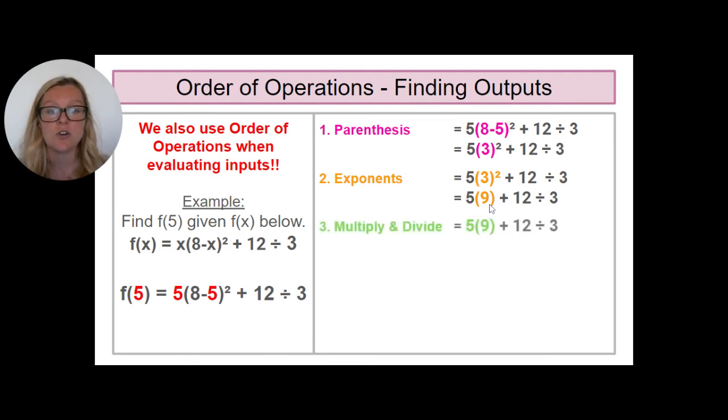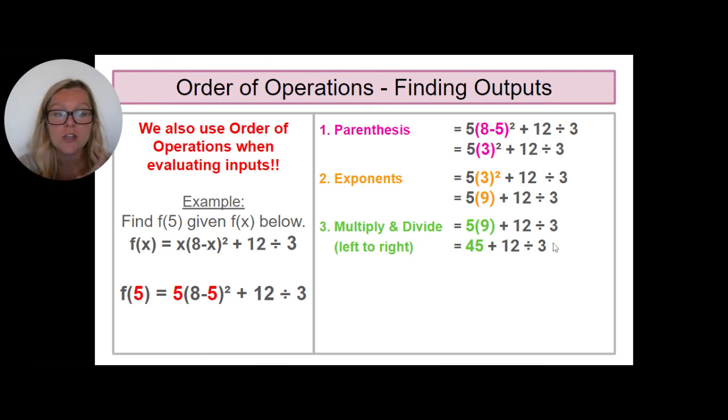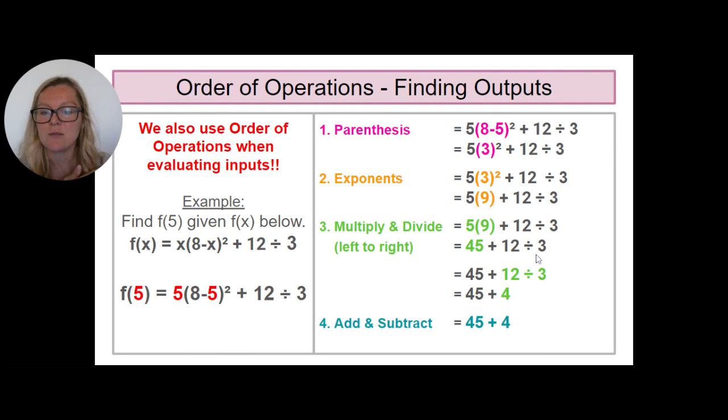Next, we are going to look for a multiplication or division symbol from left to right. So notice the first multiplication I see is 5 times 9. Remember, if you have parentheses around a number, it means to multiply. So I'm multiplying those to give me 45. I have to continue looking, and I see another division here, so I need to do that next. 12 divided by 3 is going to give me 4. And then now I only have two numbers left. I'm going to add 45 plus 4 to give me 49.